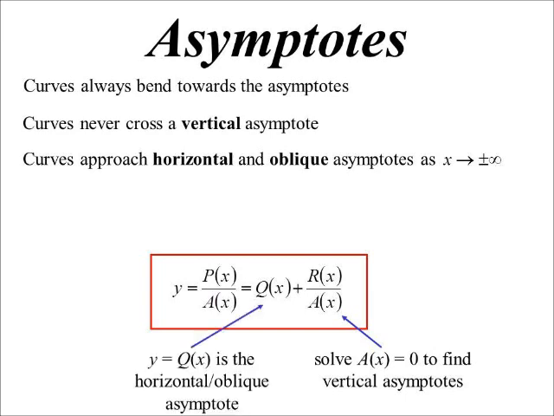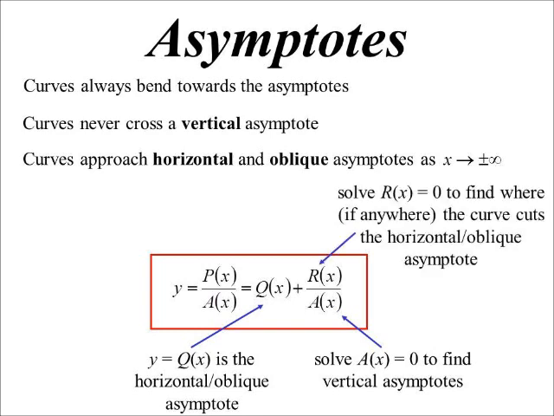Now the quotient turns out to be the horizontal or oblique asymptote. So that's where the curve will head to out at the extremities. And then the top of the fraction, this is where we can find out whether or not the curve does cut the horizontal or oblique asymptotes. All we've got to do is solve the top of the fraction equals 0. If we have a solution, then that's where it will cut the horizontal or oblique asymptote. So putting it in that form gives us a lot of information.